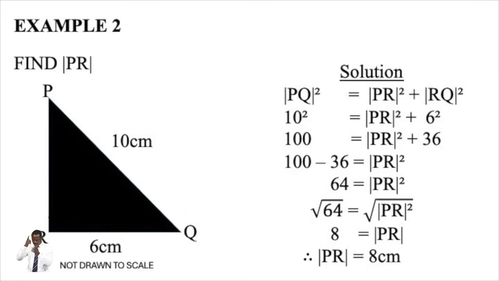Again, because we are calculating for PR and not PR squared, we take the square root of both sides. So we have the square root of 64 being equal to the square root of PR squared. Square root of 64 gives us 8. And the square root takes off the square sign. Therefore, PR is equal to 8 centimeters. Very simple, isn't it?